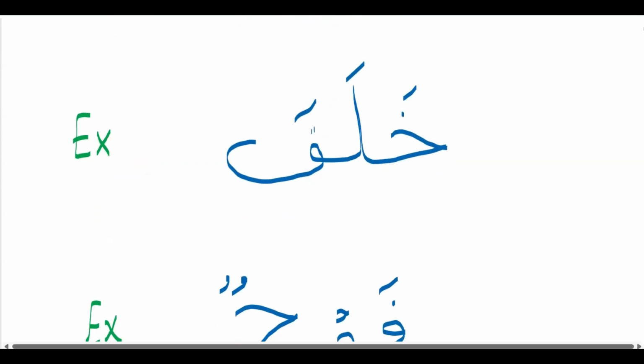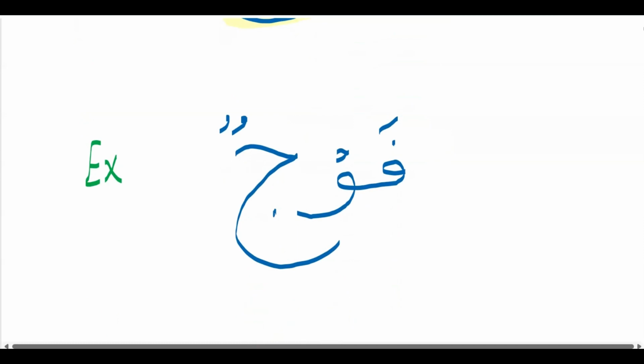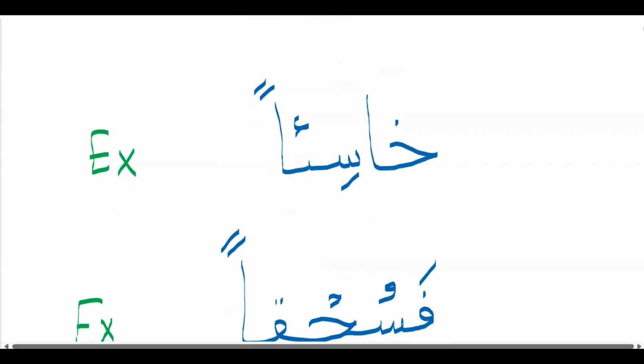Try this one. Kha. La. Qa. Khalaqa. He created. These are all words from Surah Al-Mulk we discussed before. Fa. So, and with the waw and sukoon, faw. And then ju with the tanween dhamma is jun, fawjun, a group. Khasi'an.